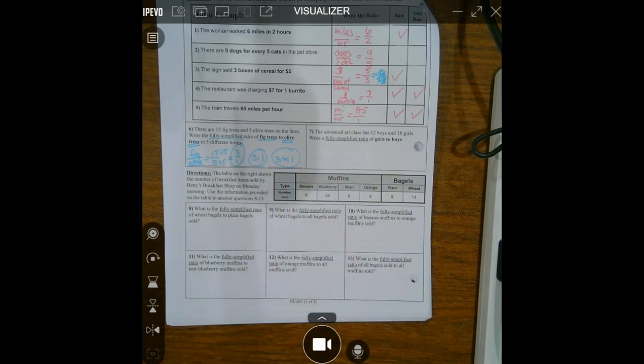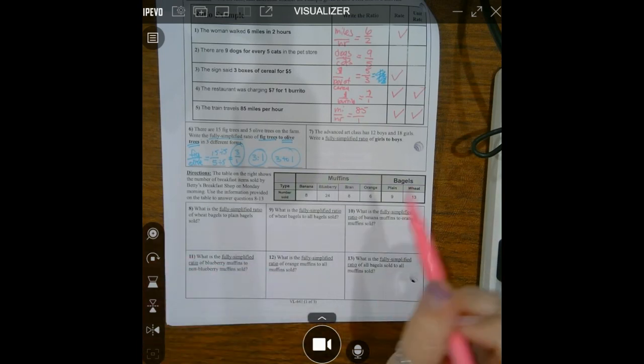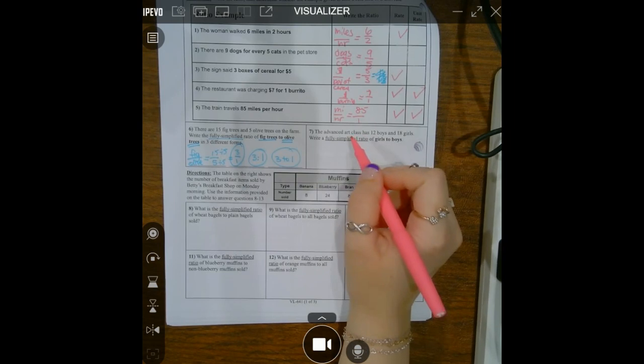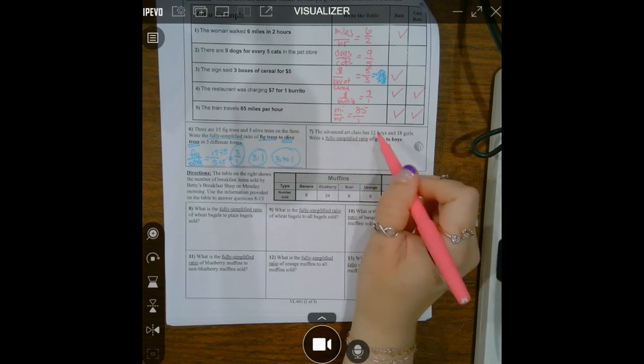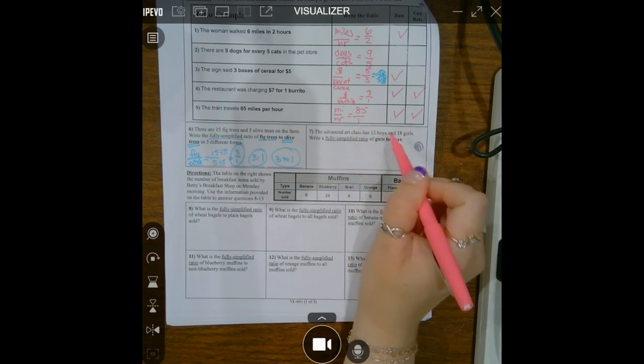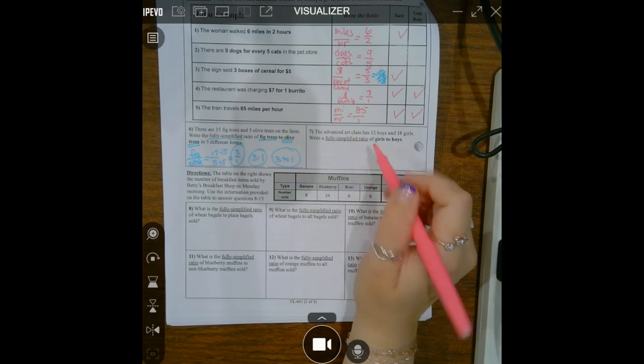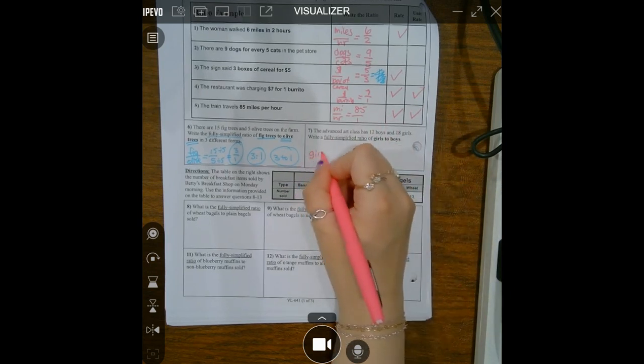Okay, why don't you go ahead and try the next one by yourself? Okay, you unpause the video and you're back with us. They want to know the advanced class has 12 boys and 18 girls. Write a fully simplified ratio of girls to boys.